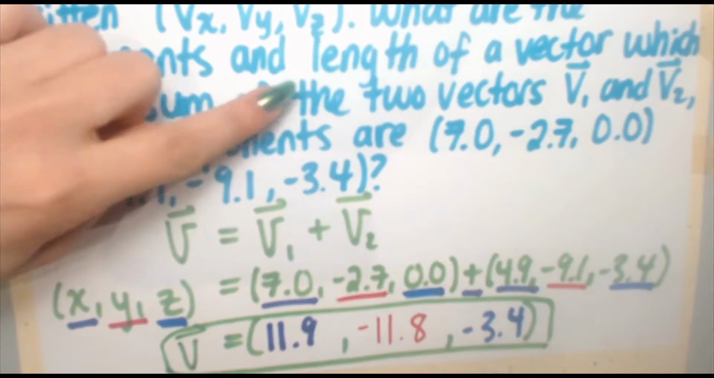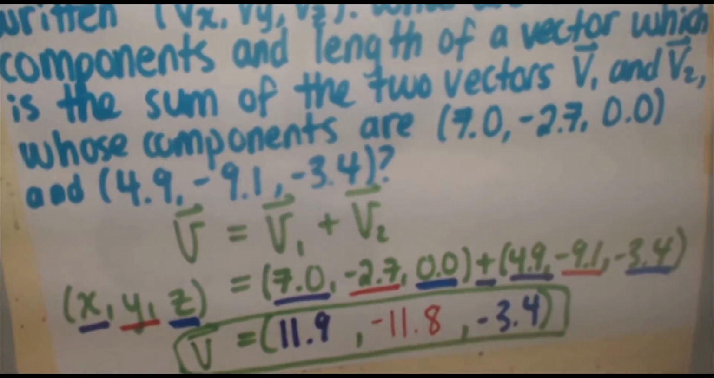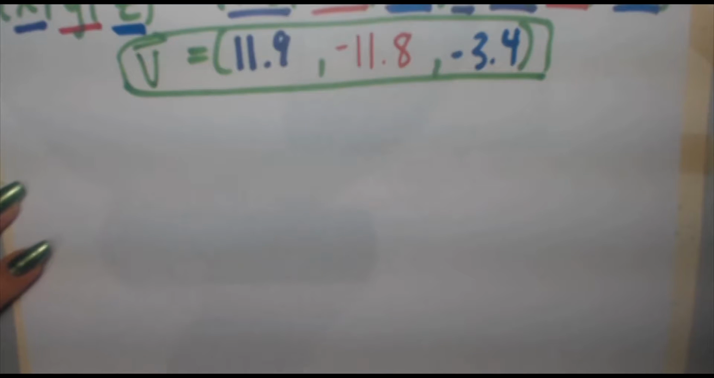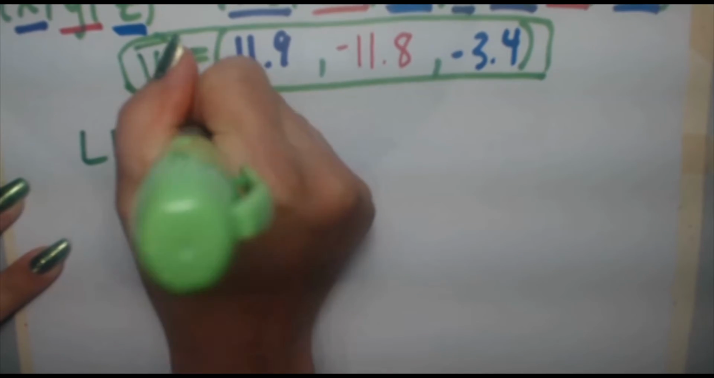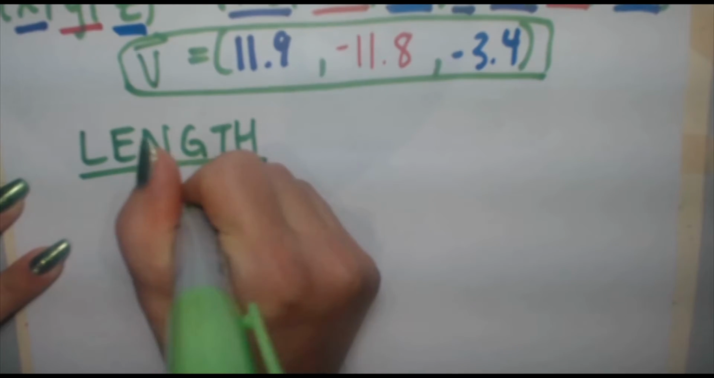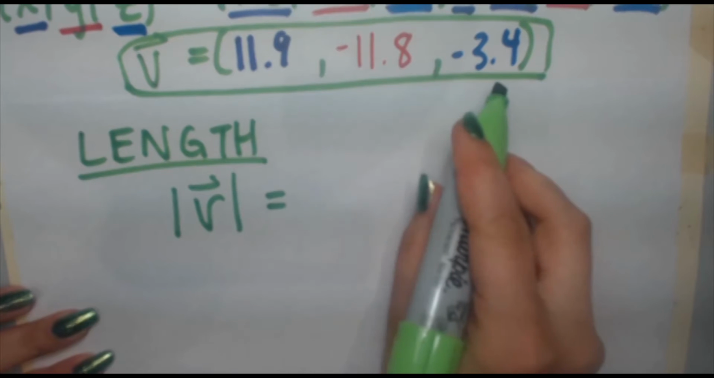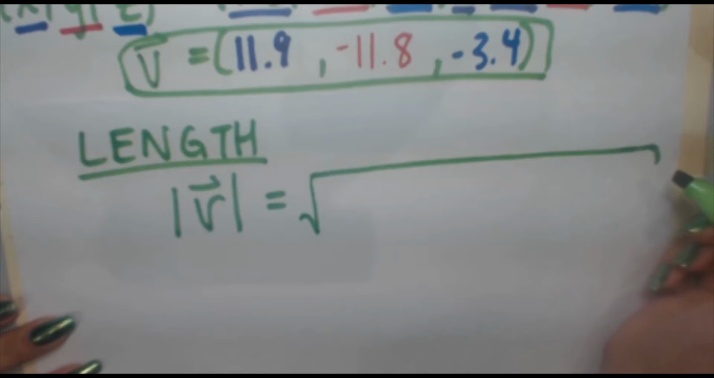Now, it also asks you for the length, right? So think back, how do you find the length of a vector? Length implies the magnitude, right? Length is a scalar quantity, so we're going to look at the absolute value of this vector v. So v is 11.9, negative 11.8, negative 3.4. Then this is how we find the length. You take the absolute value of the vector v. And we take absolute value by taking the sum of the squares of all of the entries and then taking the square root of all of them. This is just like the Pythagorean theorem, except in 3 dimensions.